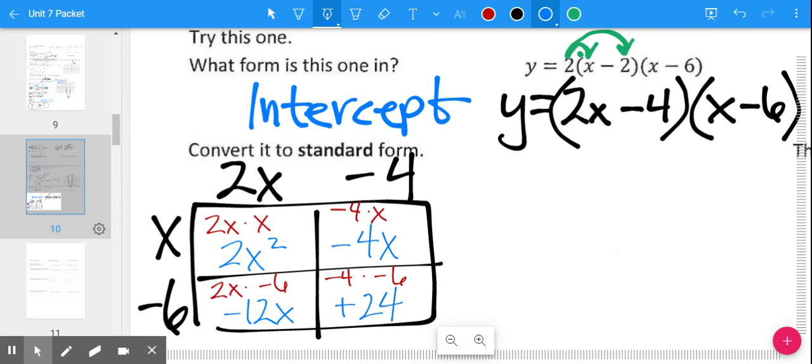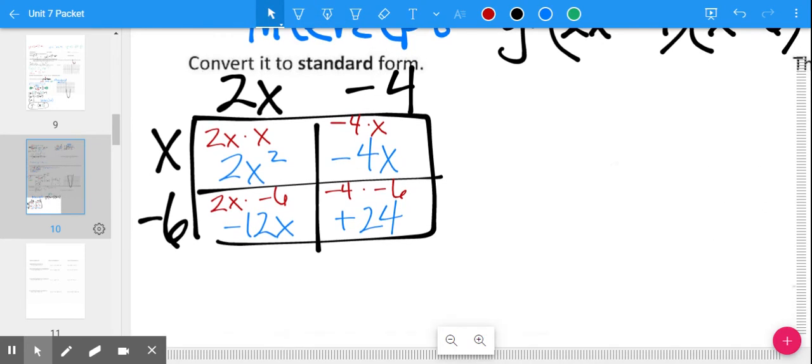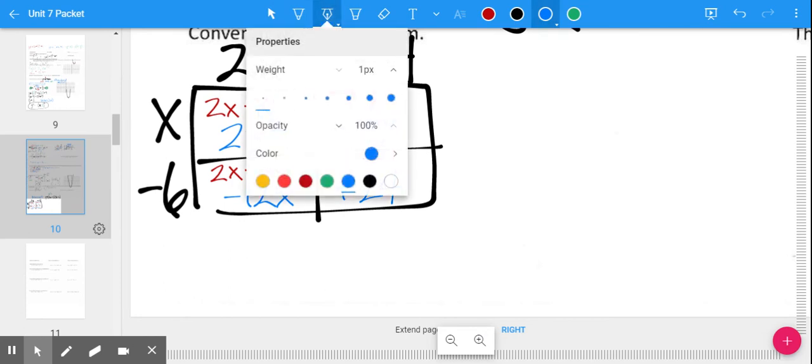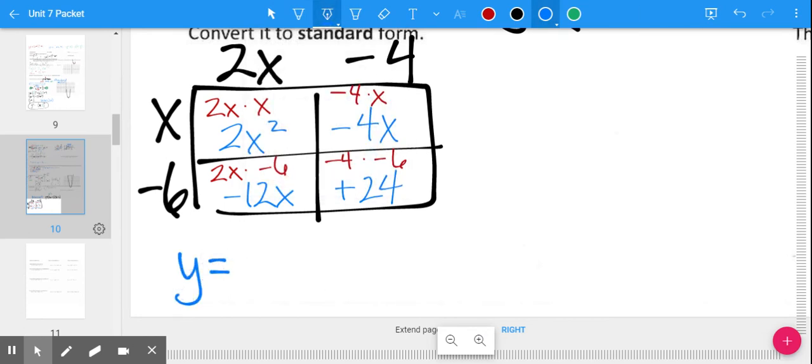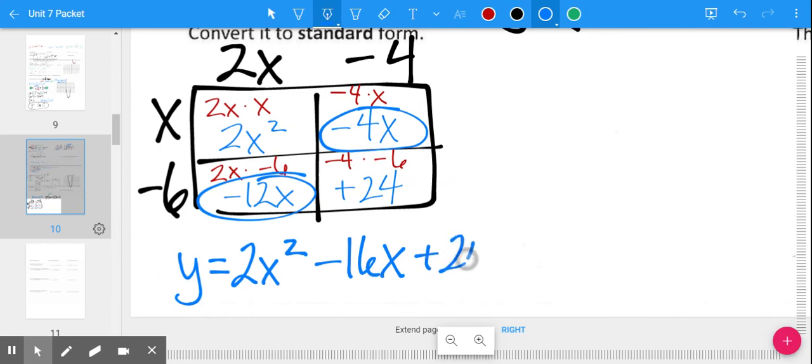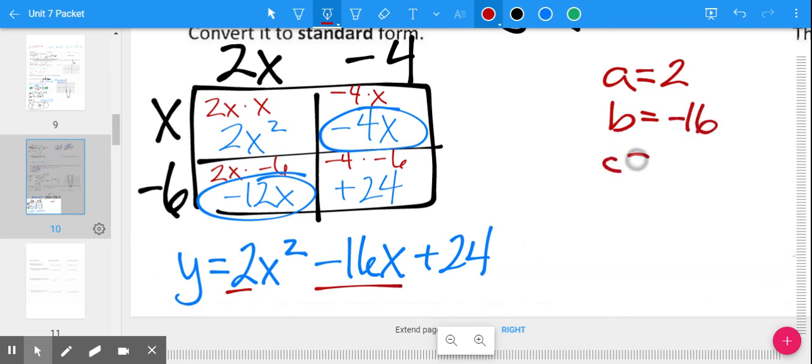So in standard form, this would be y equals 2x squared. Negative 4x minus 12x is negative 16x plus 24. So the next thing it tells us to do is convert this into vertex form. So you need to identify your a, b, and c. So in this case, a is 2. Remember, a is the number touching the x squared. B is negative 16. And c is 24.